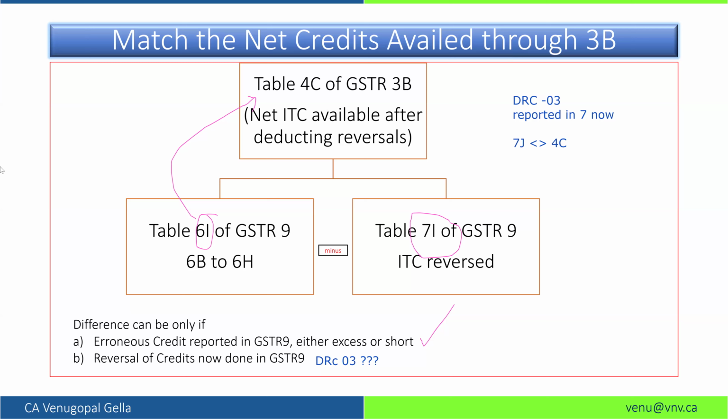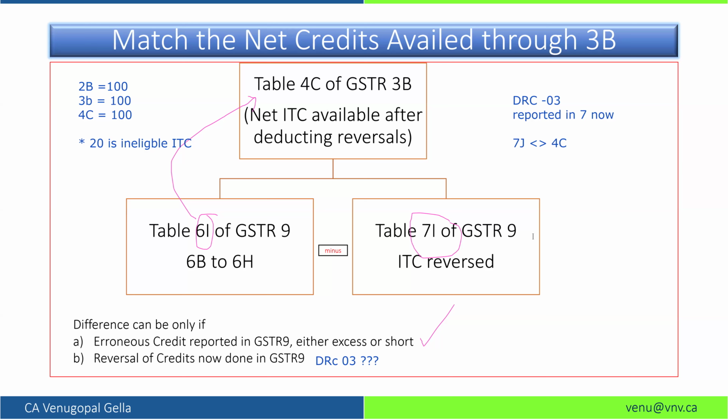Let's take the scenario where my 2B is 100, 3B is also 100. So that means 4C of 3B is 100. But 20 is ineligible ITC. I have availed and utilized it, not reversed. I am talking about 20 being ineligible and not reversed. How will I report it now in GSTR 9?